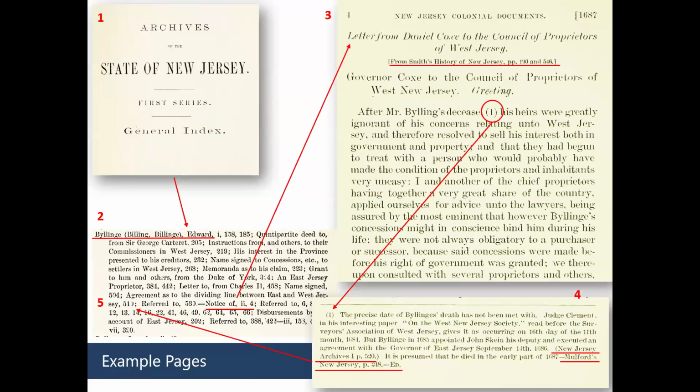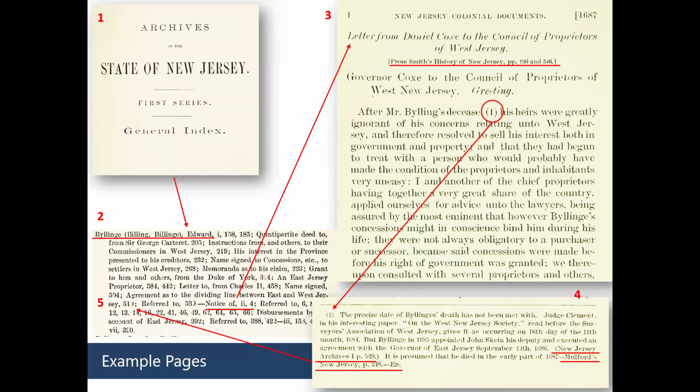So there is an index to the archives of the first series. And again, this is digital. You can find it on Internet Archive. So what I have done is I've sort of compiled how you would go about what we're doing here. So the first thing is to use that index to the archives of the state of New Jersey.